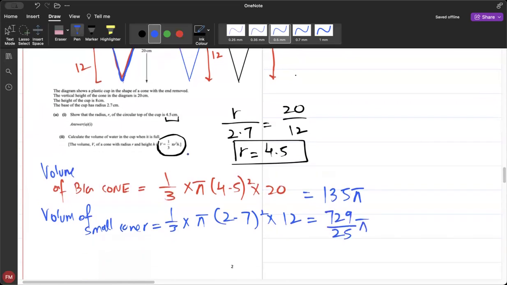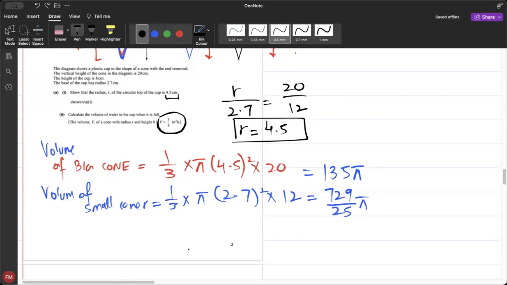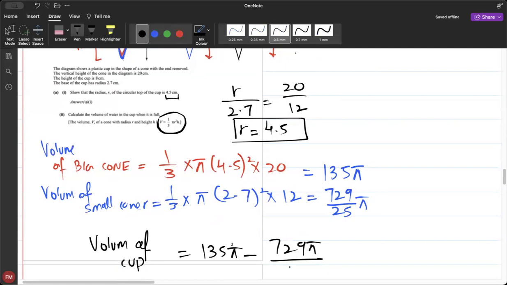This is a paper 2 question. And usually, for those of you who know me, they know that I like to keep my answers as accurate as possible. That's the reason I'm not converting this into a decimal number. And I'll just say, okay, volume of the cup, which is exactly what they want, is by subtracting this. So 135 pi minus this in my calculator.